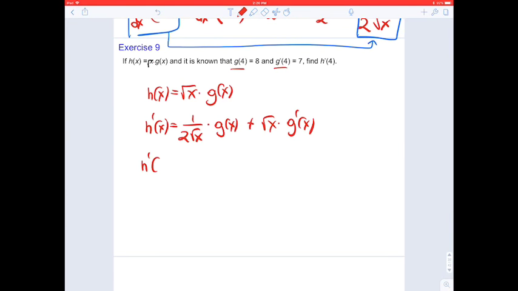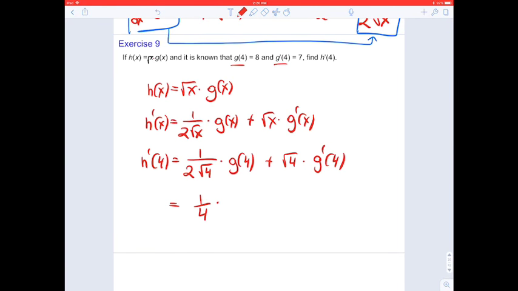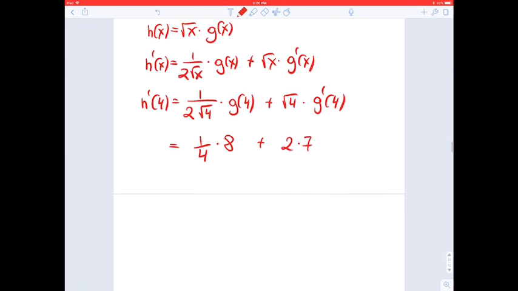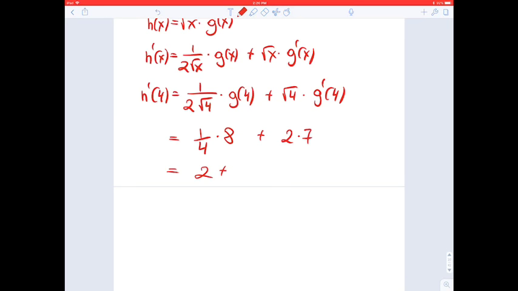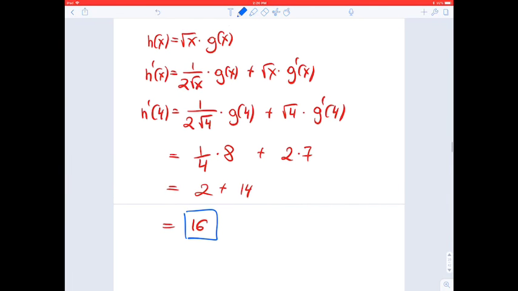Now let's just put the value 4. 1 over 2 square root of 4 times g at 4 plus square root of 4 times g prime at 4. Square root of 4 is 2, 2 times 2 is 4, g at 4 is 8, plus 2, g prime at 4 is 7. 2 plus 14, it is 16. That's the final answer.